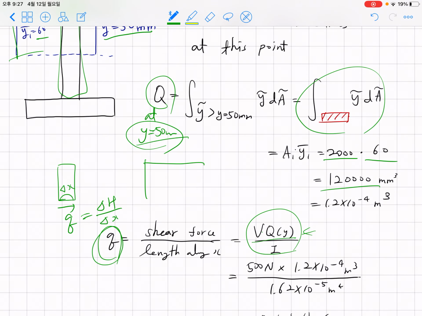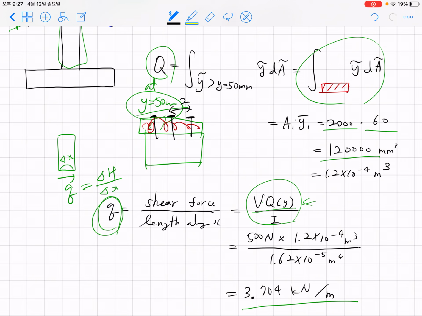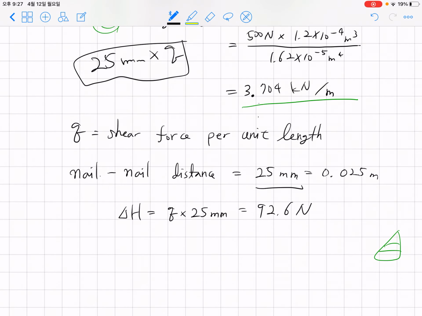Now, what you can see here is, yeah, this is your famous red block, and you have nails, and these nails are located every 25 millimeter. So each nail should sustain 25 millimeter multiplied by q force, so that you can sustain the shearing force over this interface. Okay, so if you multiply q and 25, it becomes 92.6 Newton.